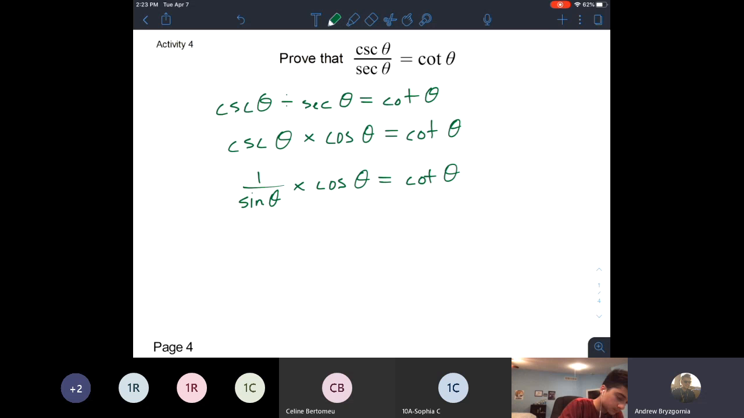So now that we have that over on the left side, you can see that if we were to simplify that, it is going to become cosine over sine. And therefore, we do get cotangent on both sides.